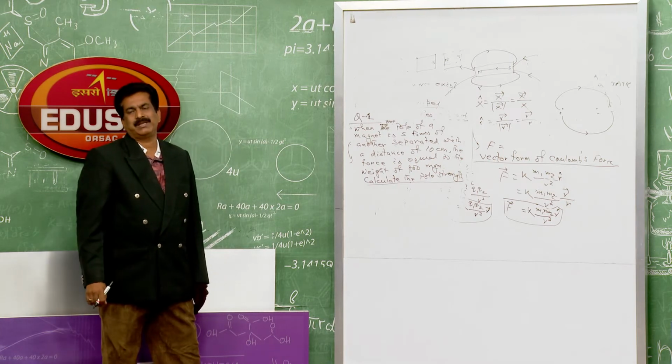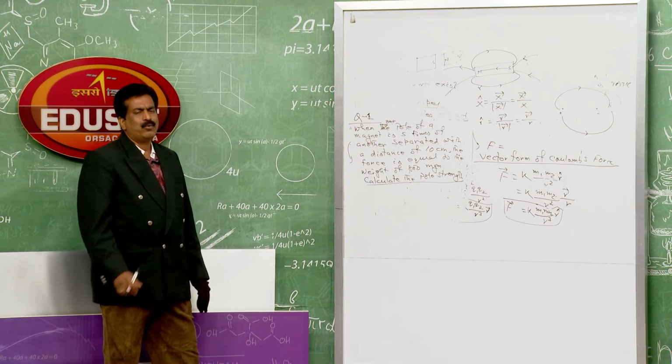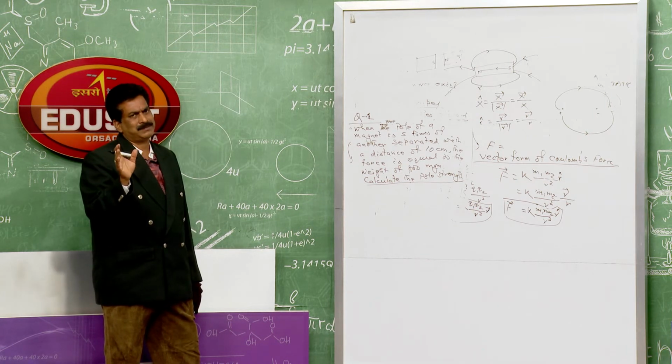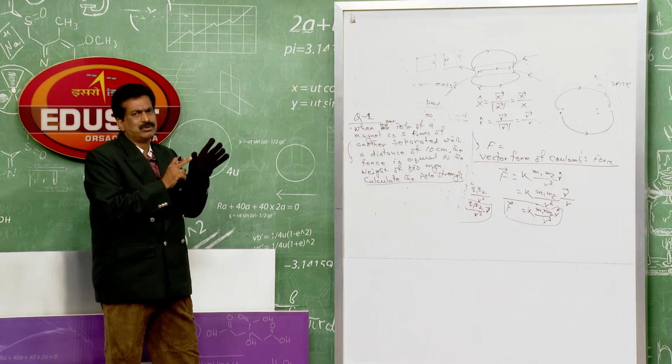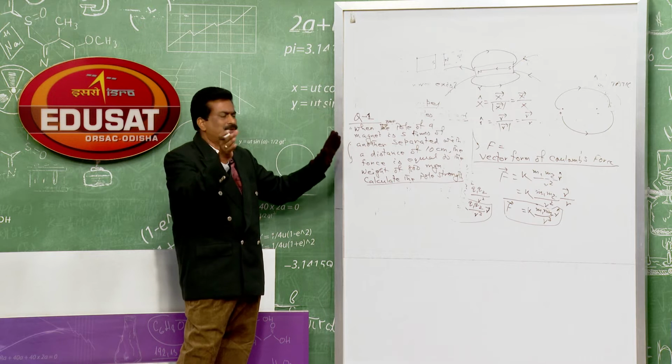Calculate the pole strength. This is the question. I said repeatedly, whenever a problem comes, you will go through the five steps. The first step is to go through the question. You just read it one, two, three or four times.